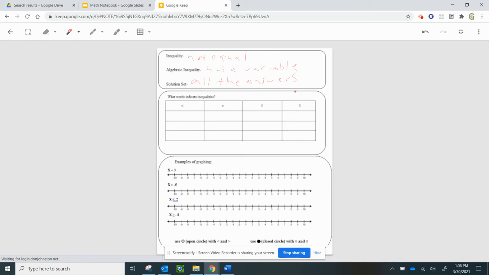So we're going to look at a couple of words that would tip us off that it's going to be that particular symbol. So let's call this one, we said it was less than. And so words that you'll see that would tell you that it's less than would be things like under, below, fewer. So things like that.